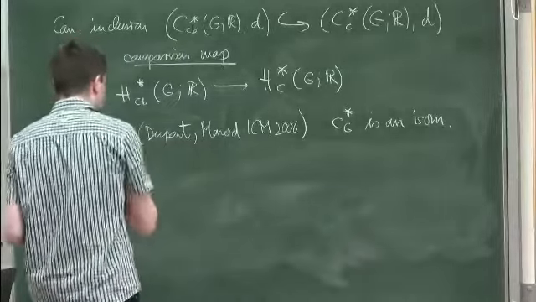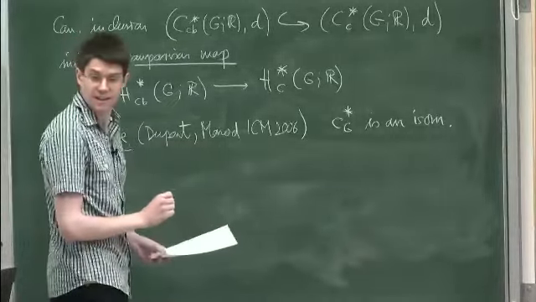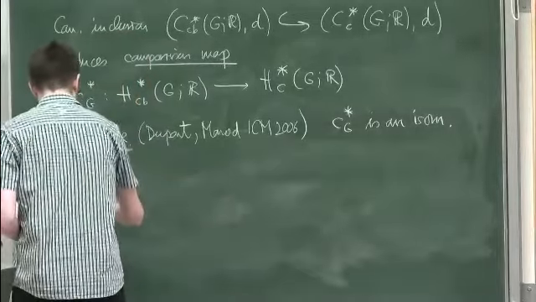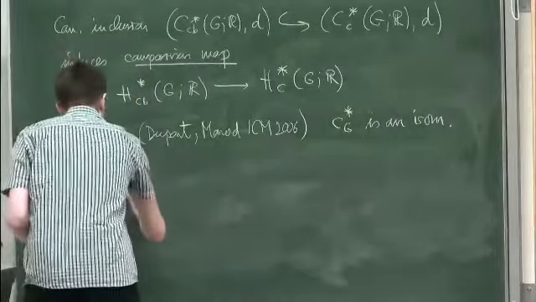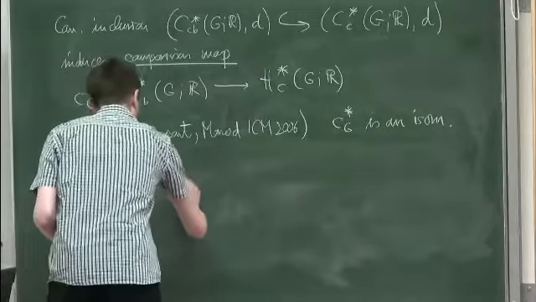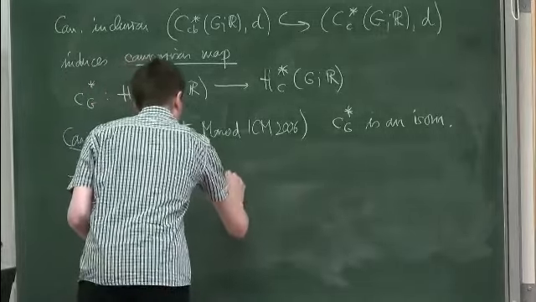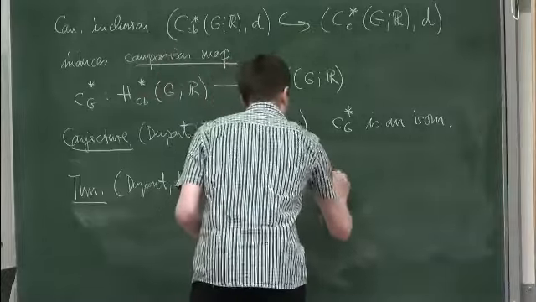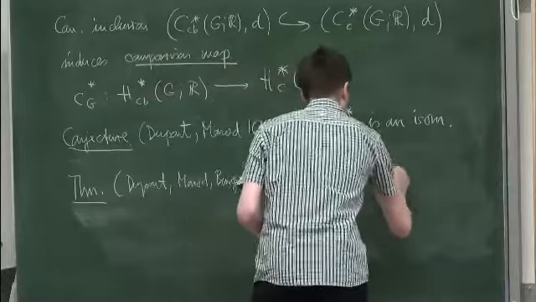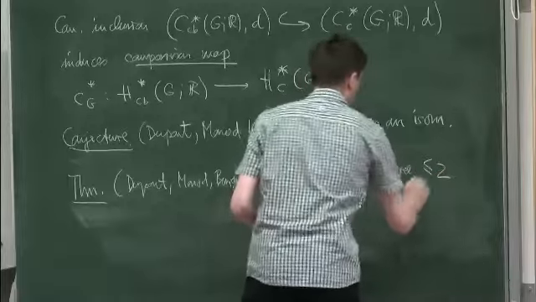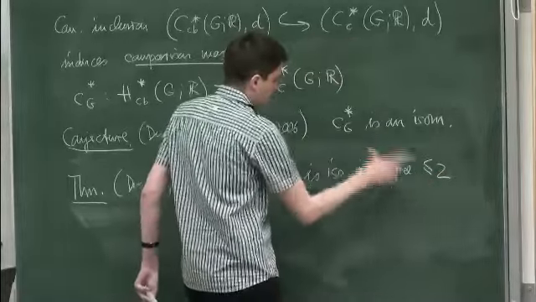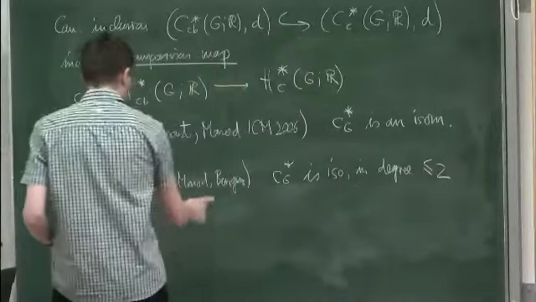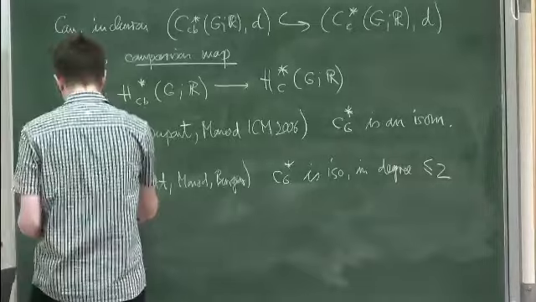And it's not completely unreasonable to conjecture this. It seems an obvious conjecture to me. There is a theorem due to Dupont, Monod, and Burger. They proved that this map is an isomorphism in degree less than or equal to 2, where it's trivial in degree 0. Both groups are 0 in degree 1, so the interesting question concerns degree 2. And they proved injectivity, and he also some time ago proved surjectivity.